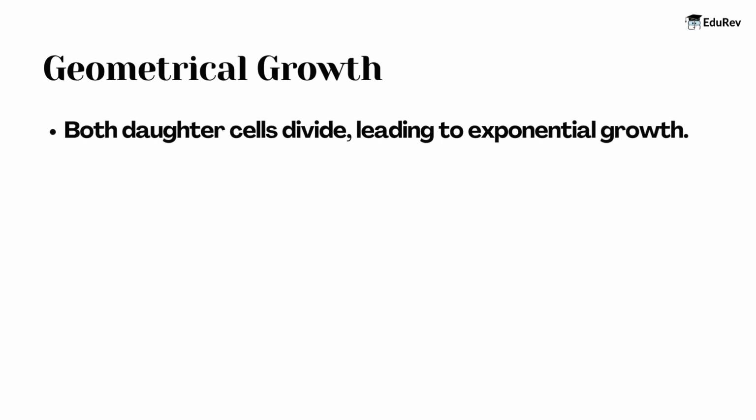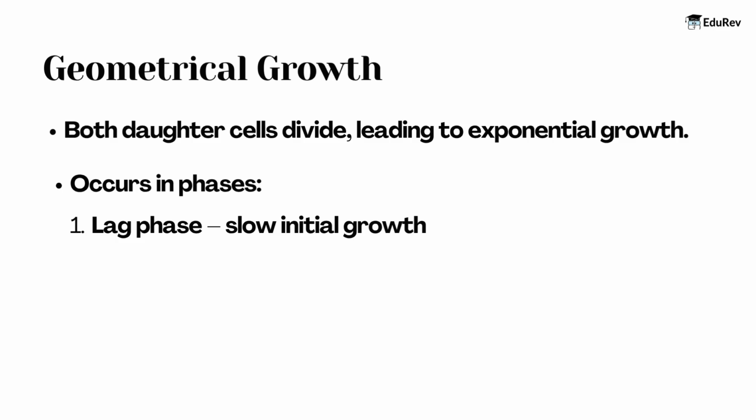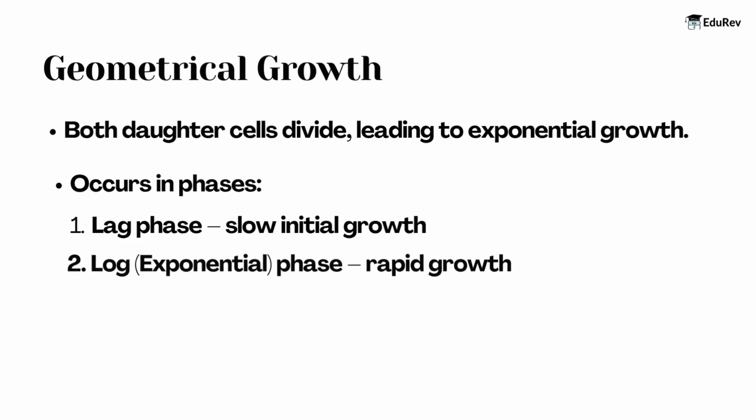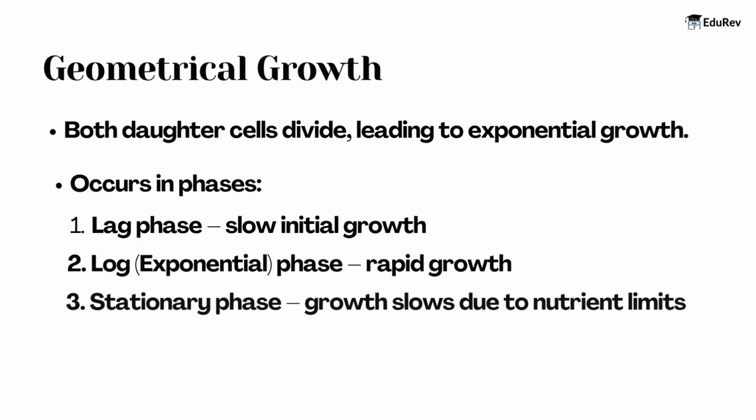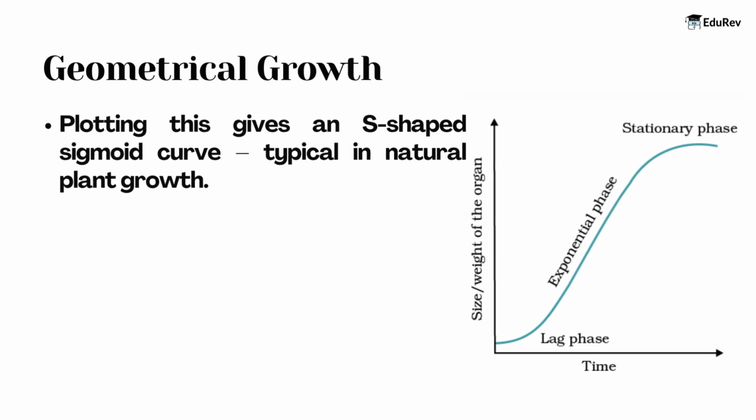Next, geometrical growth. In this case, both daughter cells divide. This results in much faster growth. It increases rapidly over time, which we call exponential growth. Geometrical growth has three distinct stages. First, the lag phase, where growth is slow at the beginning. Then comes the log phase, where the plant shows very rapid growth. Finally, the stationary phase, where growth slows down due to limited nutrients or other factors. This pattern creates an S-shaped curve, also called a sigmoid growth curve.